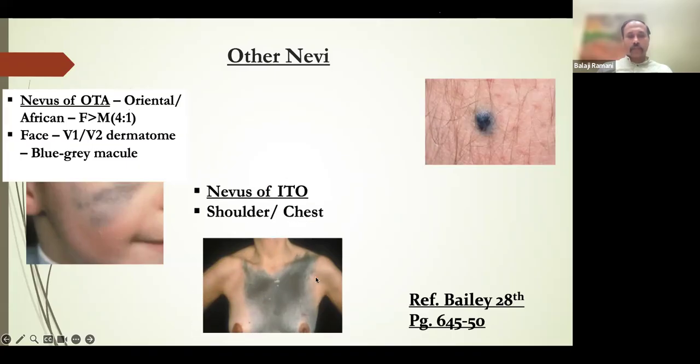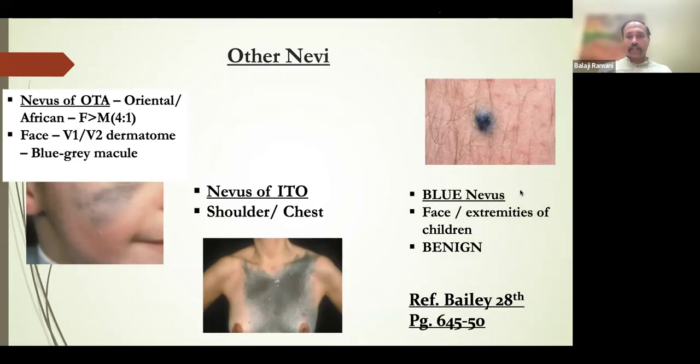The Ito is the one which will be present in the shoulder and the chest. The same kind of pigmentation present in the shoulder and the chest. Both of these have come as questions multiple times. It has actually come as an image-based question. I think this came as an IBQ, and this came as a classical question, which area is getting more affected.